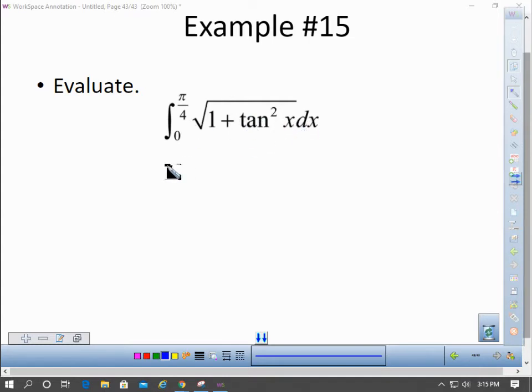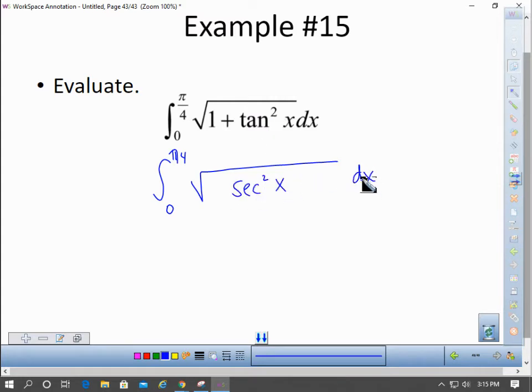All right, well, the first thing I know, and this is where most people get caught, I know that this is an identity. 1 plus tangent squared, that's secant squared. That's an identity. That 1 plus tangent squared x is equivalent to secant squared. Then you'll notice that you can take the square root. So the square root of secant squared is just secant.